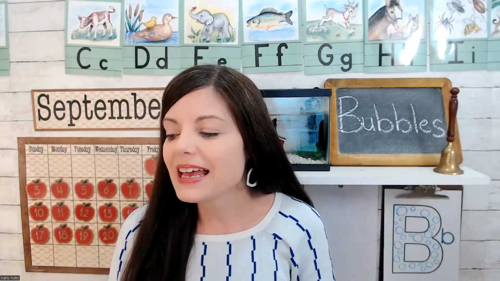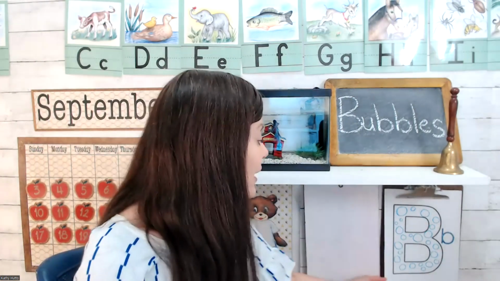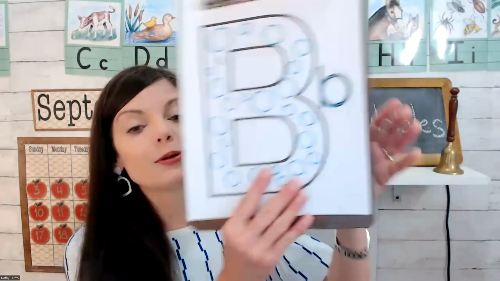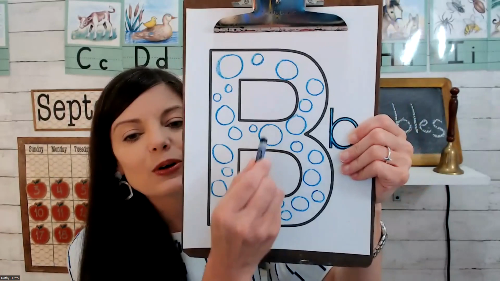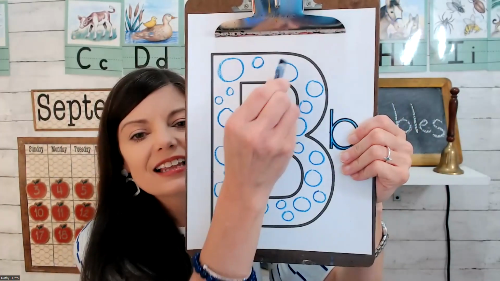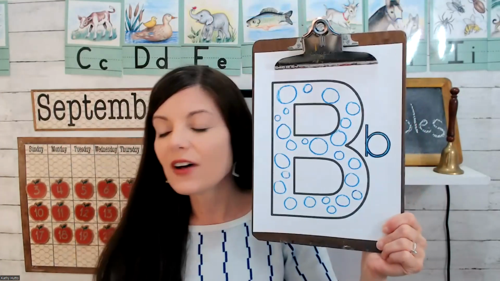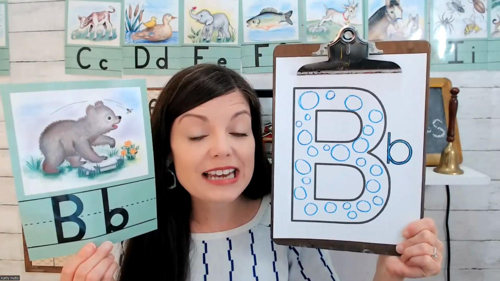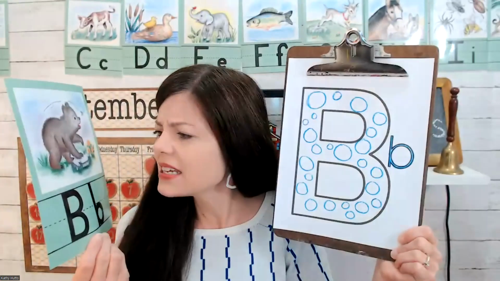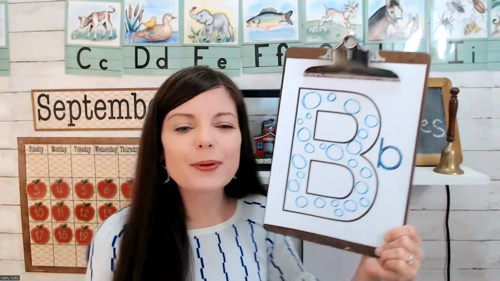Well, today B is for bubbles, and we decorated our B with bubbles. I just used a blue crayon and drew lots and lots and lots of bubbles on letter B. So that's a fun way to decorate your letter today. And what letter is this? B. That's letter B for bubbles.